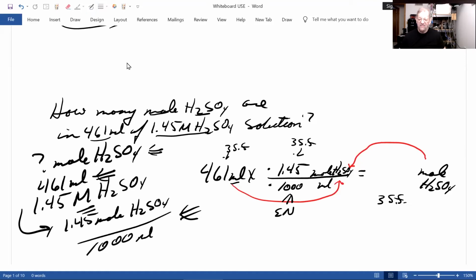Dr. White, would there ever be an example where the 461 might be four significant figures? Tell you what, let's do one after this one. Good question. All right, so now just remember milliliters divided by milliliters equals 1. I'm left with the right units.